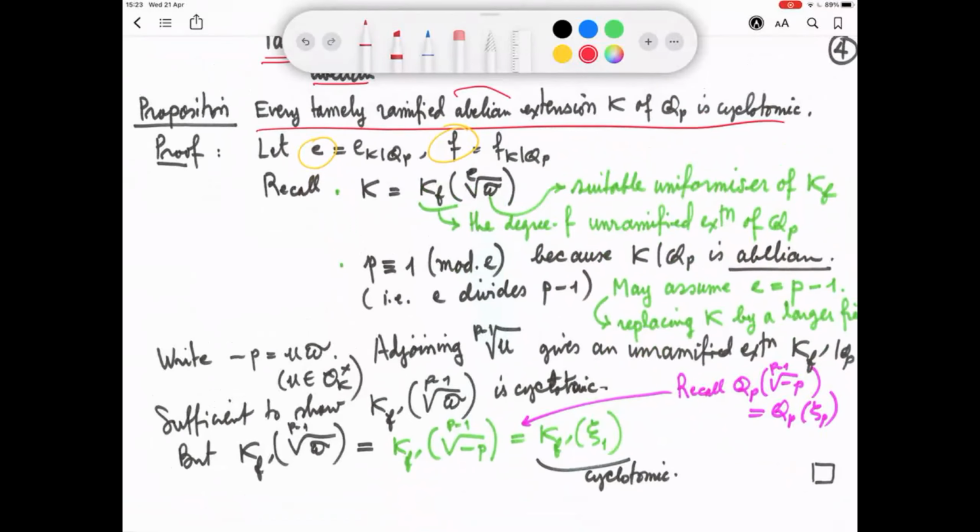We said that if we know the ramification index and the residual degree, then this extension is Kf. Kf is a degree, that notation is there, right? The degree f unramified extension of Qp is Kf, and to Kf you adjoin the eth root of a suitable uniformizer of Kf. This is what an arbitrary tamely ramified extension of Qp of ramification index e and residual degree f looks like.